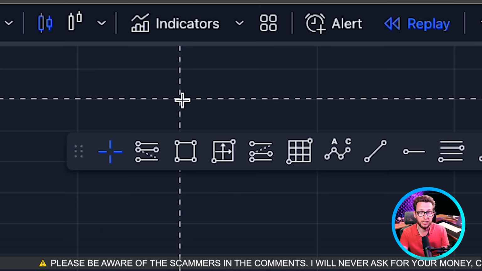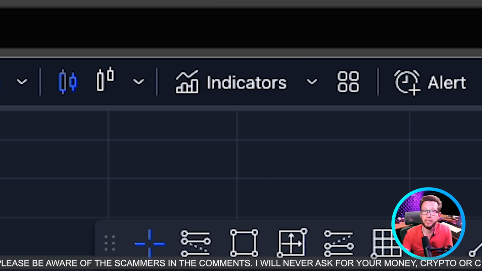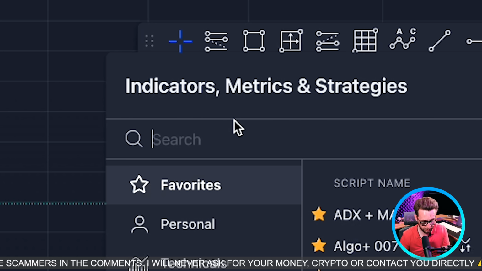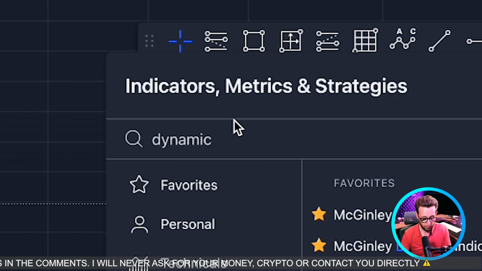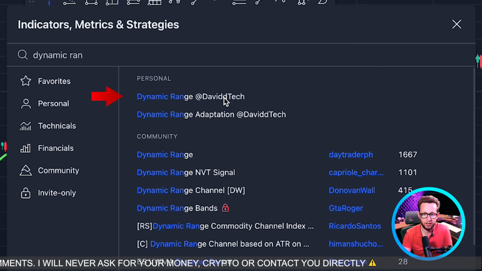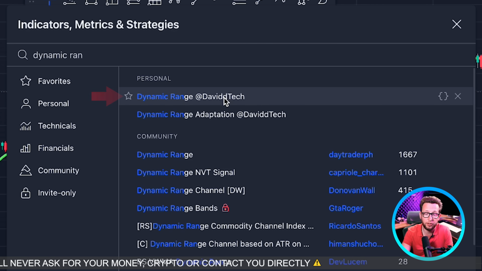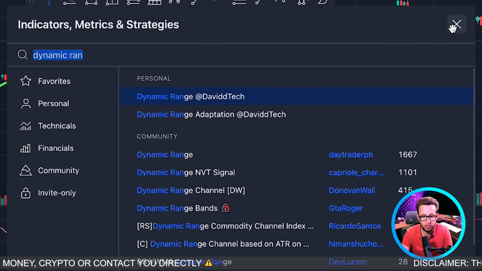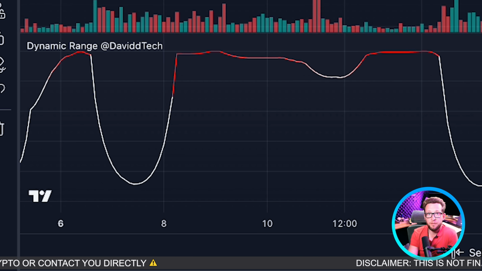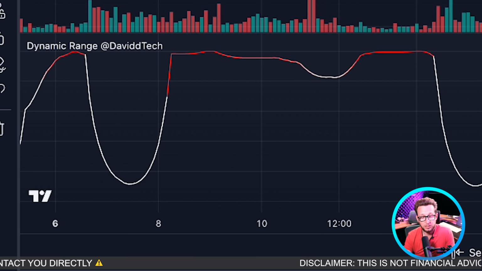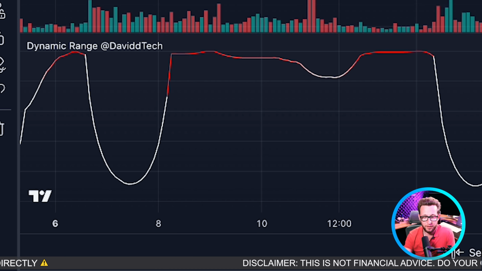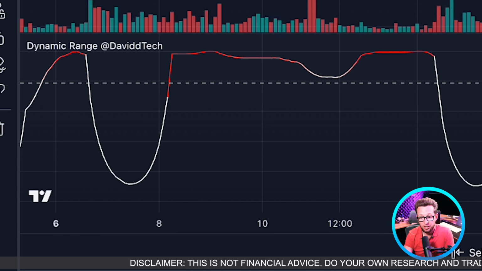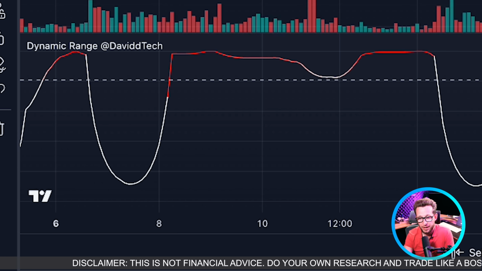Okay, so the next indicator that we're going to be adding is the dynamic range by DaviddTech. So we're going to go over to indicators and find dynamic range by DaviddTech. Like I said earlier, this one is found on the DaviddTech website. So we're going to add that to our charts. The dynamic range is a very powerful indicator that helps us to get out of markets when it's overheated and blowing off tops. We're going to put a line here so we can see it at about 80.